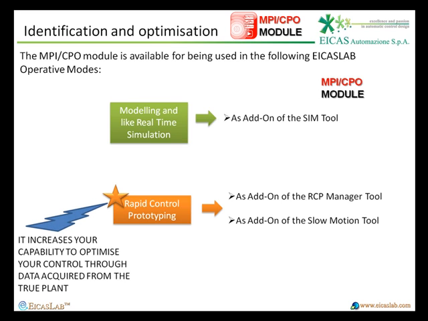The availability of model parameter identification and control parameter optimization in rapid control prototyping increases your capability to optimize your control through data acquired from the true plant.